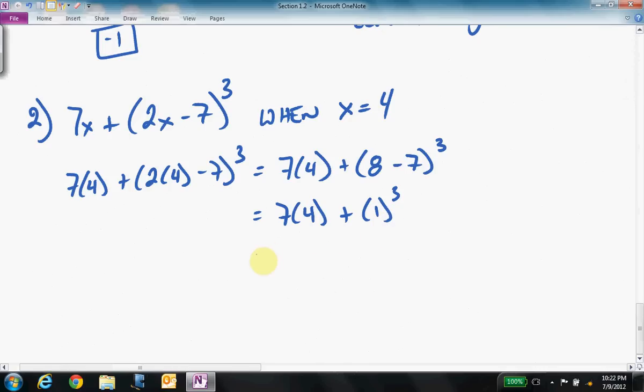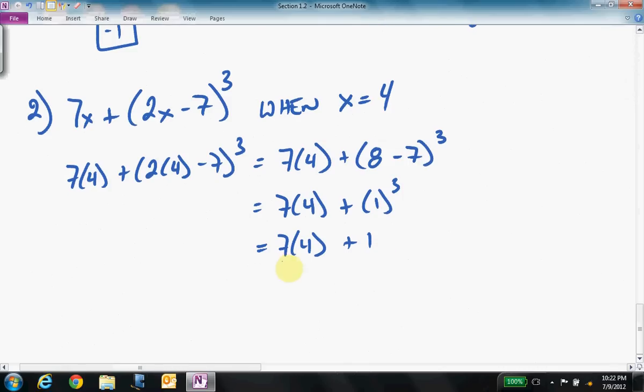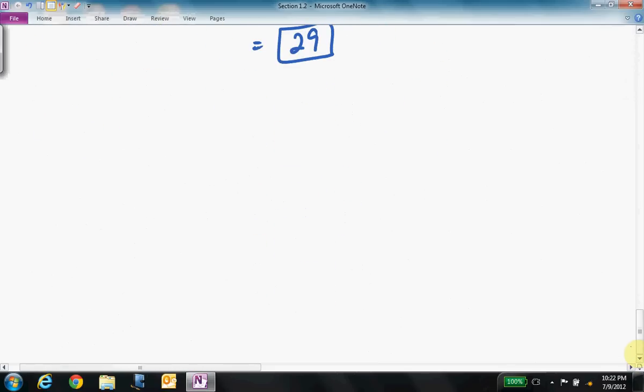So now I'm going to go on to my exponents. I see 1 cubed. 1 times 1 times 1 still gives you 1. Next is multiplication and division. All I see is multiplication here. 7 times 4 gives us 28. Drop down the plus 1. And 28 plus 1 is 29. Substituting in the 4, and then order of operations from that point on. So that's order of operations. Next is simplifying by combining like terms.